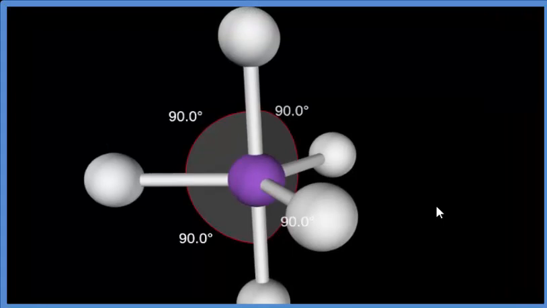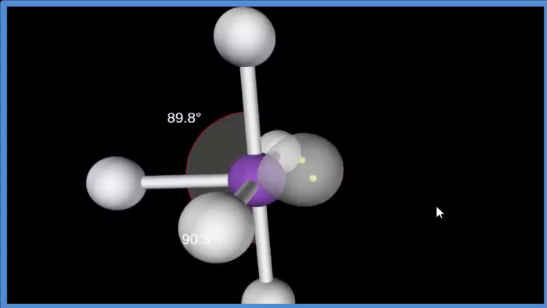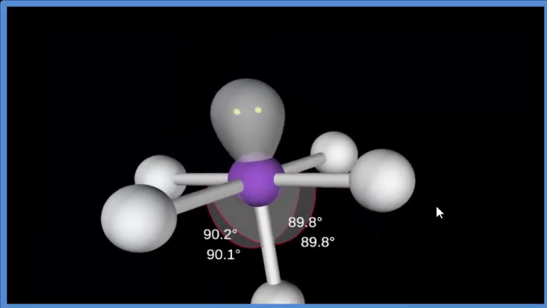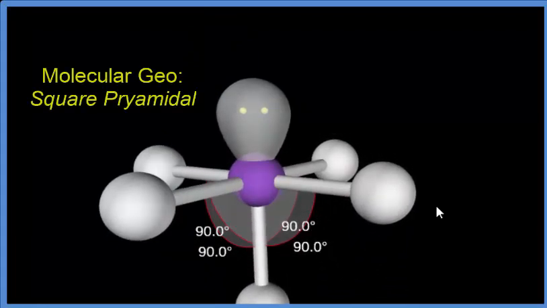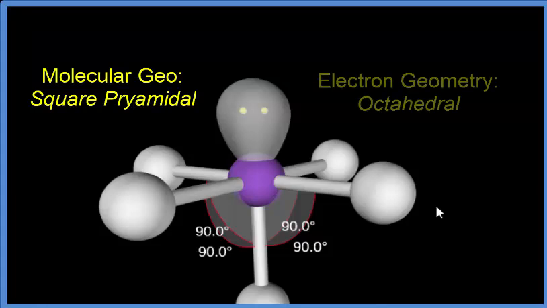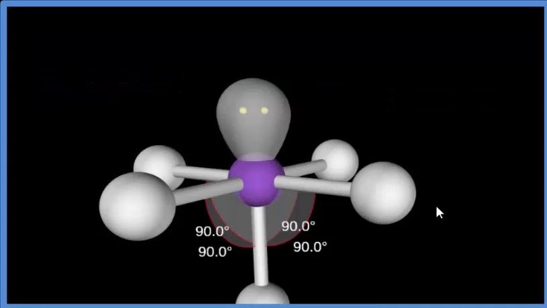But don't forget that lone pair. So let's add the lone pair, and things will repel from that as well. And we end up with this molecular geometry here. This is square pyramidal. You can kind of see the square there, and then it's on a pyramid. So the square pyramidal with that lone pair on the top. If we looked at the electron geometry, where we take into account the atoms and the lone pair of electrons, that would be octahedral. Let's go back to our structure.